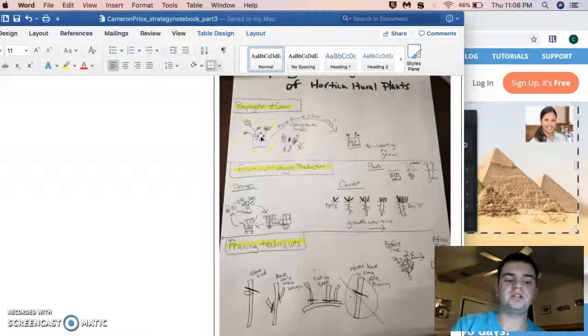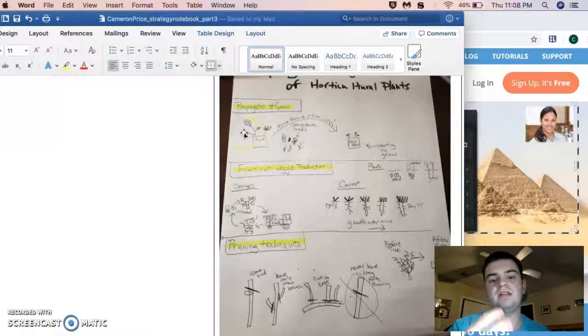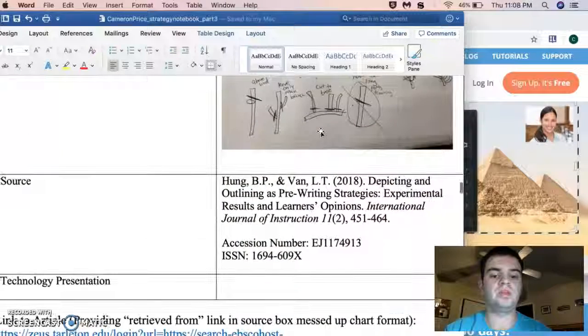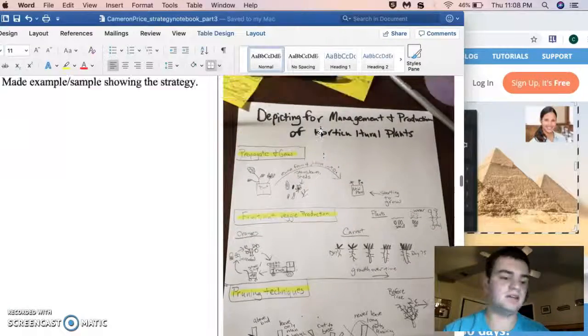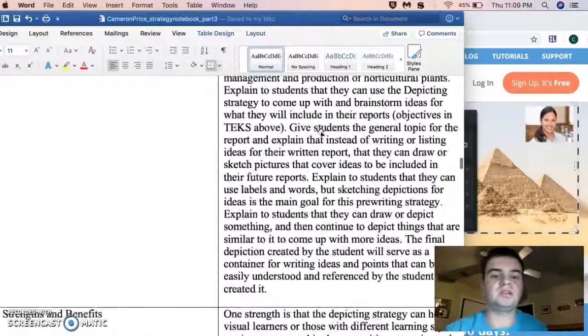So those are just depicting ideas for the students to say, hey, I drew this, and once I go into my drafting or writing stage, I'm going to go to my visual depiction container of ideas and allow this to spark the idea of, hey, propagation includes this, and I knew that because I drew it. So those are good strengths and instructions for the use of the strategy.